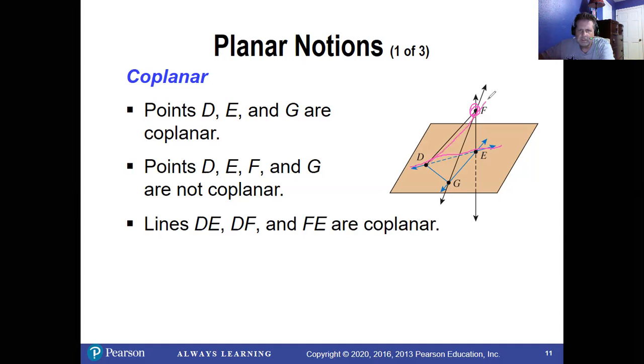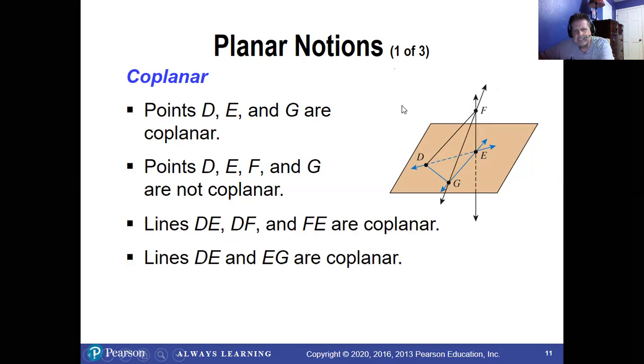DF on a plane. And FE. Now, the thing is, any 3 points are coplanar. Notice how many points I have. D is a point, E is a point, F is a point. 3 points make them coplanar. Any 3 points can be coplanar. Okay?